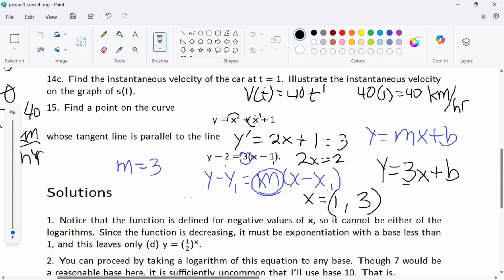Why did it come out to 1, 2? Y minus y1 equals m times that. Oh, because it's a different line. This is a different line, and I want to be parallel to this line. So it's not going to have the same x and y component. This line, whatever it looks like, let's say it's that, and this line is parallel. It's above it or below it, but it has the same slope. So it's not going to have the same point. So 1, 3 is a point on the curve whose tangent is parallel to that line.